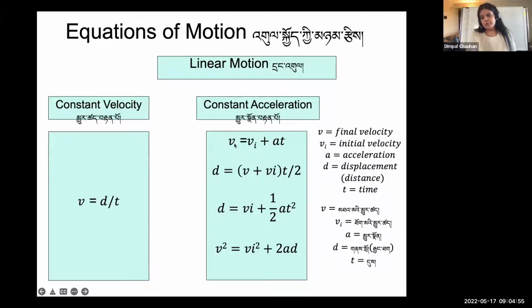So I just want to let you know here, V, I'm taking it as final velocity, VI as initial velocity, A is acceleration, T is time, and D is displacement or distance.